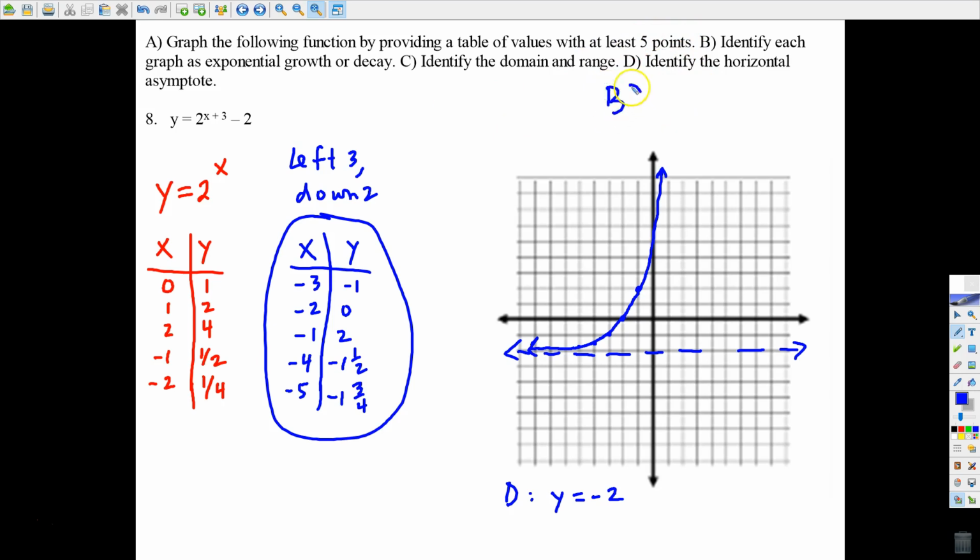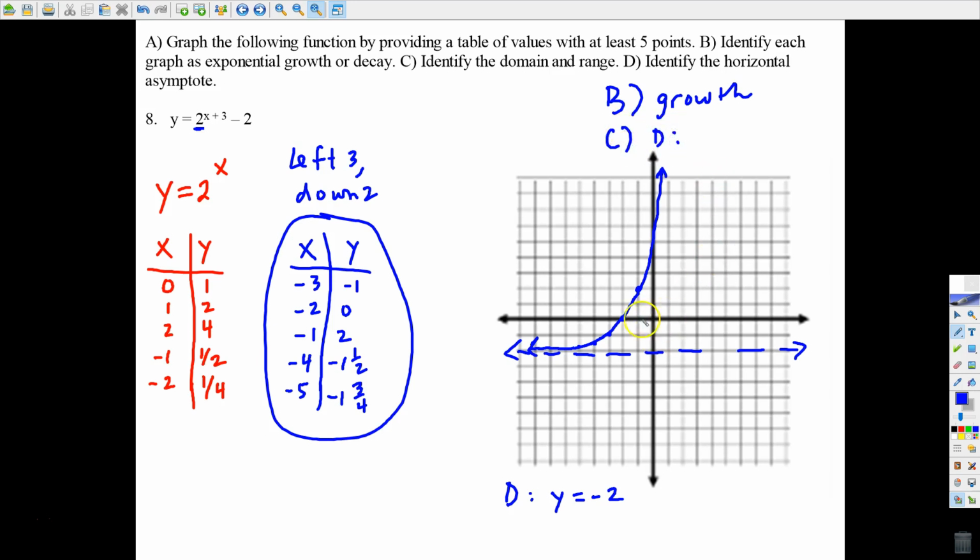Part B, is this growth or decay? Well, that is indicated by this number underneath the exponent. And if it's greater than 1, you have growth. If it's between 0 and 1, you would have decay. Okay, so let's do domain and range.